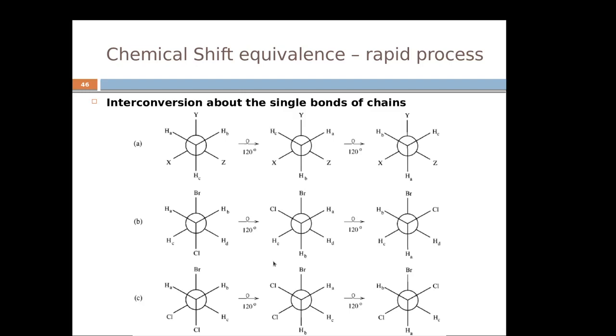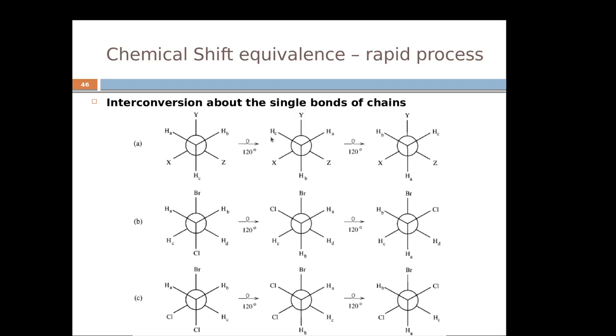So rotation about single bonds, as we have seen, normally gives rise to chemically equivalent protons, but it depends upon the type of substitution pattern about the carbons. If you consider a simple substituted ethane molecule, such as the one given in the first example here, you can see that three hydrogens are bound to the first carbon, whereas we designate the atoms connected to the second carbon as X, Y, and Z.